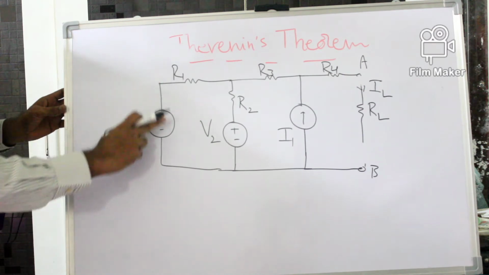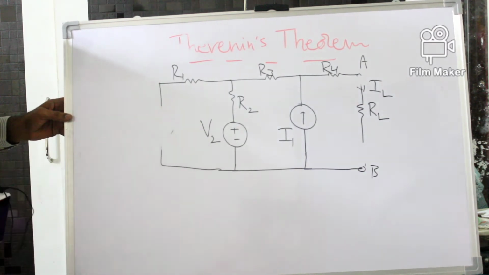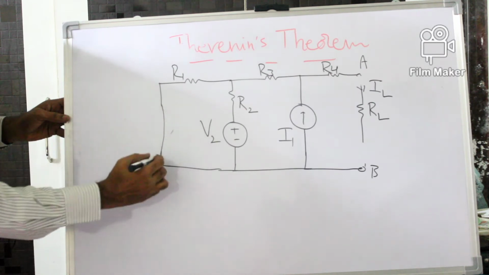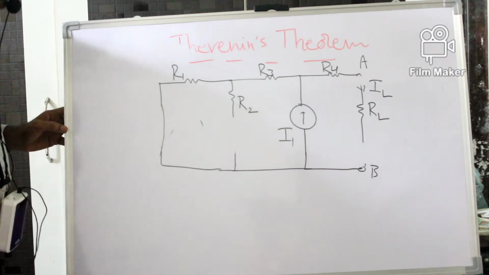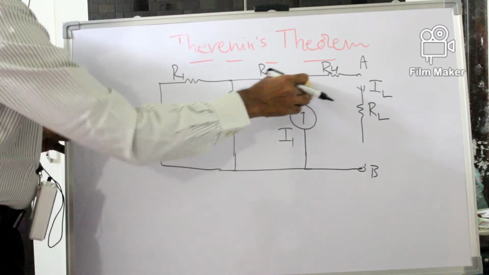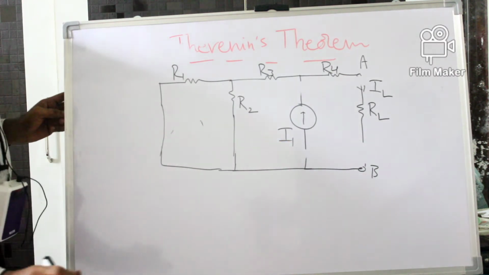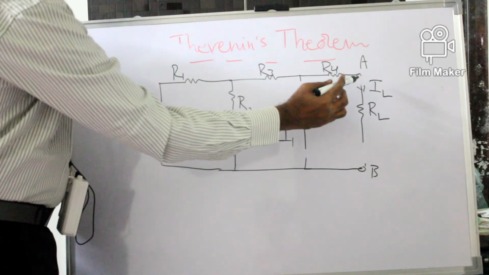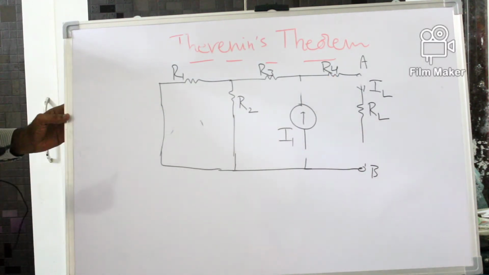Means if it is a voltage source, it is to be short circuited, replaced by a short circuit. Similarly, V2 is also to be short circuited, and I1 is to be open circuit, is to be made open. And once we do that, find out the equivalent resistance between A and B. That will give us the magnitude of Thevenin resistance.